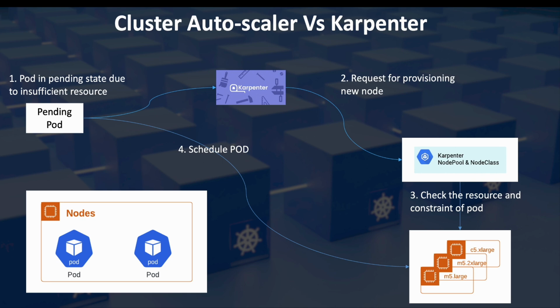If you check here, you can have multiple EC2 instance types. You can have M5 large, and C instances which are compute optimized, CPU optimized instances. You can have storage optimized instances. Based on the resource request, Karpenter will automatically identify the best instance type and provision that one. That is how Karpenter wins against autoscaler.